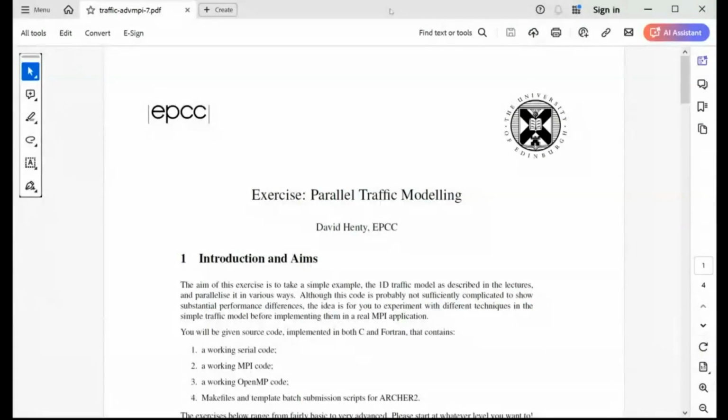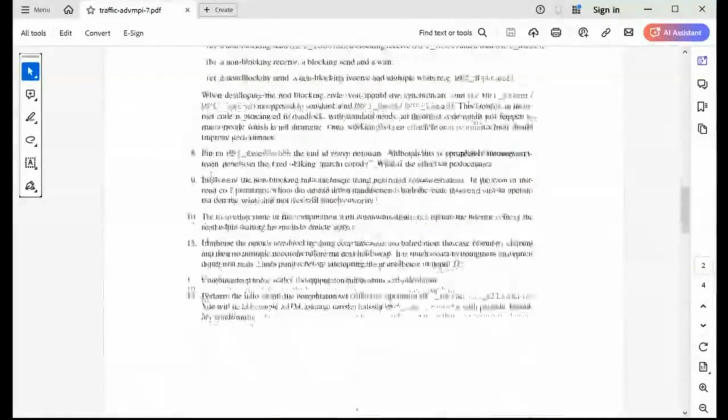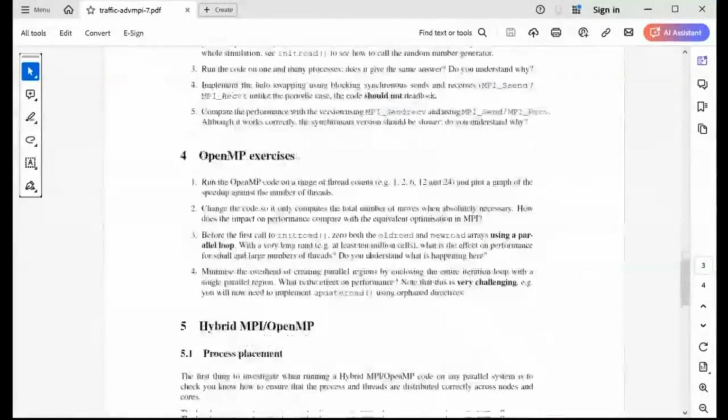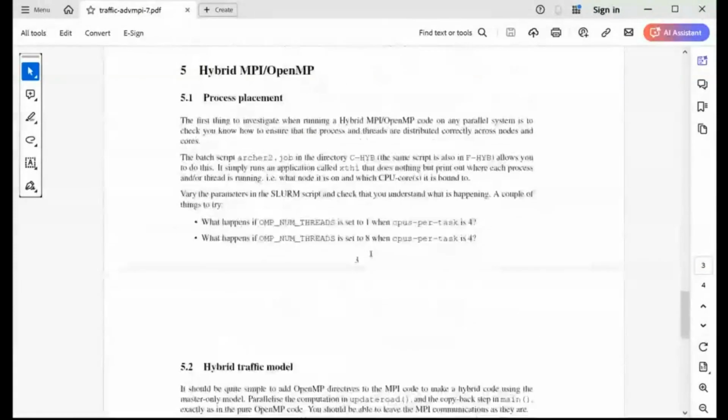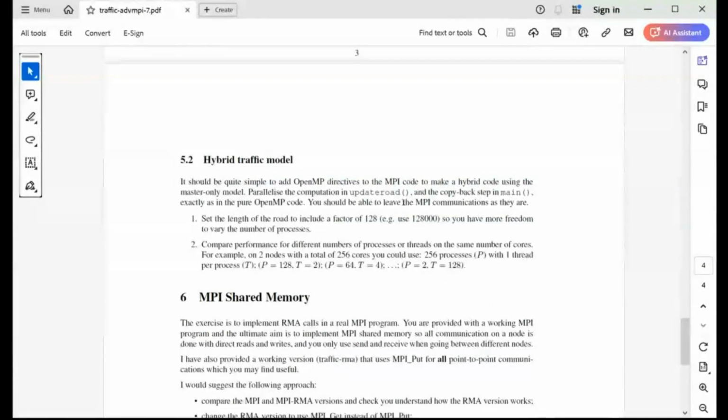So you should see the traffic modeling. The MPI exercises are just there for interest, and the OpenMP are just there for interest behind it. So yeah, here I'm really just talking about the performance of the master only model.